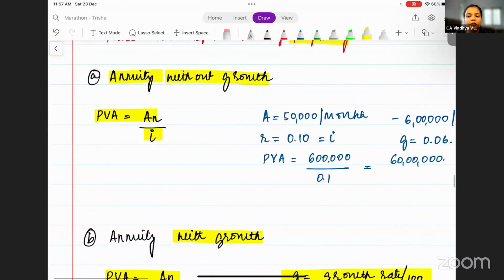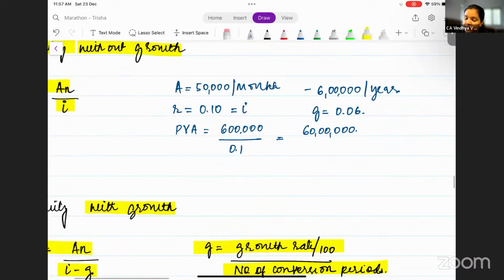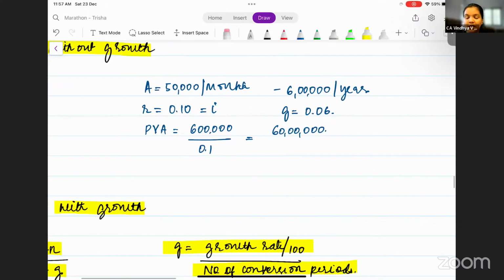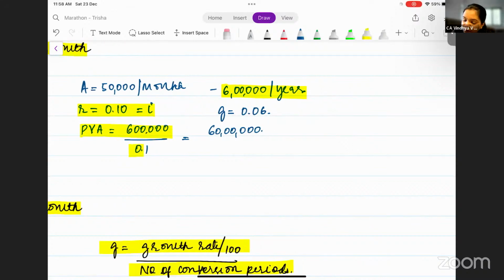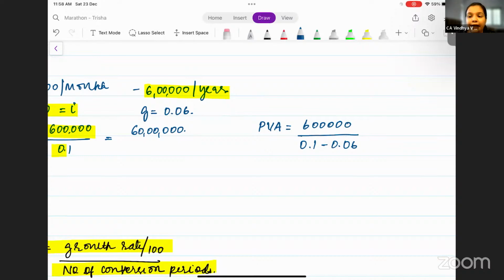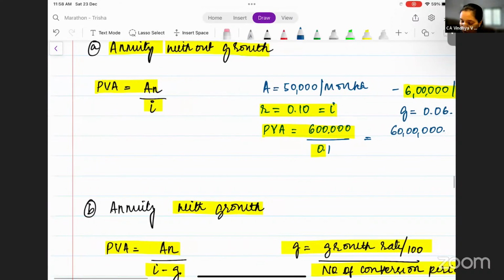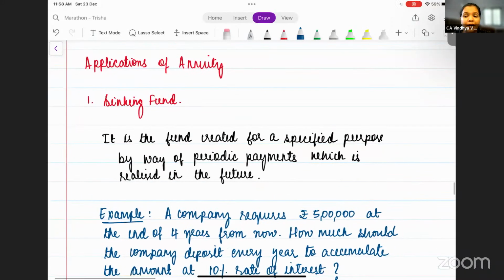Now here, let's say you need 50,000 monthly, forever. Perpetuity means forever. You need 50,000 monthly, which makes it 6 lakhs per year. Rate is 10%. So if it is without growth, the answer is 6 lakhs by 0.1. But if it is with growth, then present value annuity will be 6 lakhs divided by 0.1 minus the growth rate. Simplify this and you can get the answer. That is present value annuity, perpetuity, with growth and without growth.